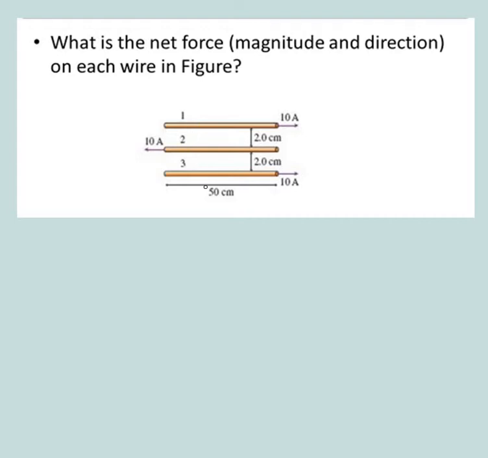And we have three wires here. The length of the wire is 50 centimeters or 0.5 meters. And look at the currents. The current for the first wire goes to the right, this one goes to the left, and this one goes to the right. Now, if you remember, currents that go in opposite directions will experience repulsion, right? And if they go in the same direction, they will experience attraction, right?